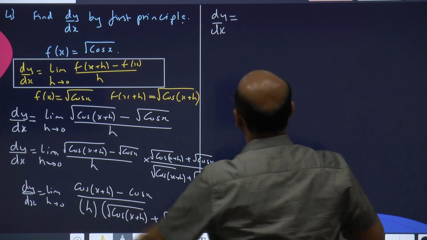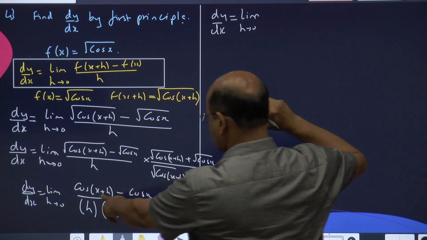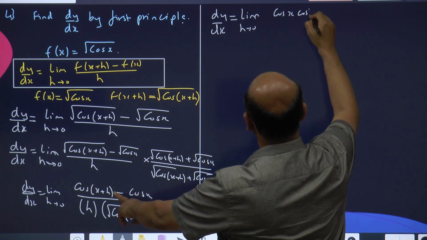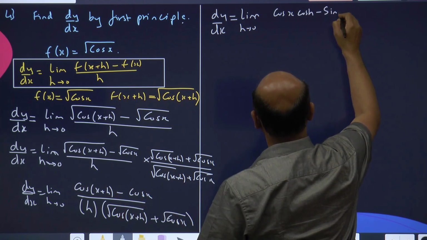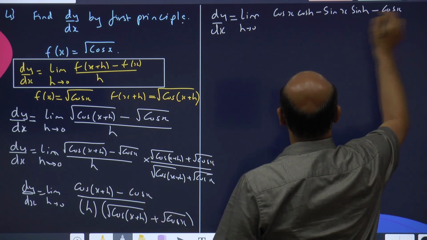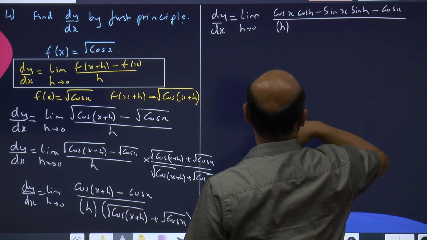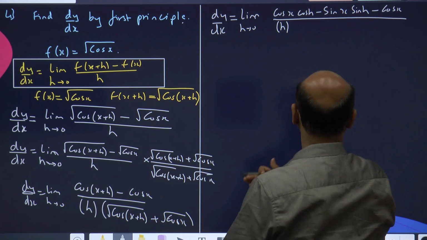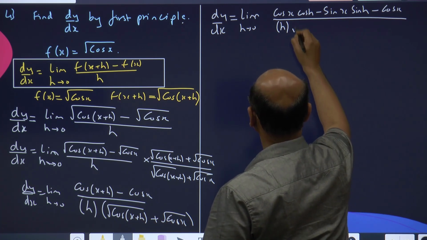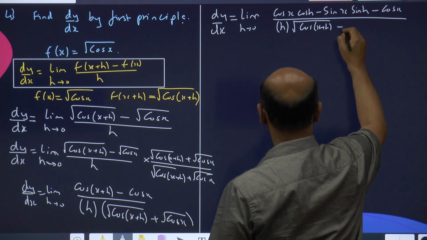Limit as h approaches 0, right? Cos(a+b) is cos a cos b minus sin a sin b. This as it is. I really have nothing to say in the denominator, it will be left out as it is. Okay, let me see. I have a doubt whether we can work this out. Anyway, let us see. Root of cos(x+h) plus root of cos x.